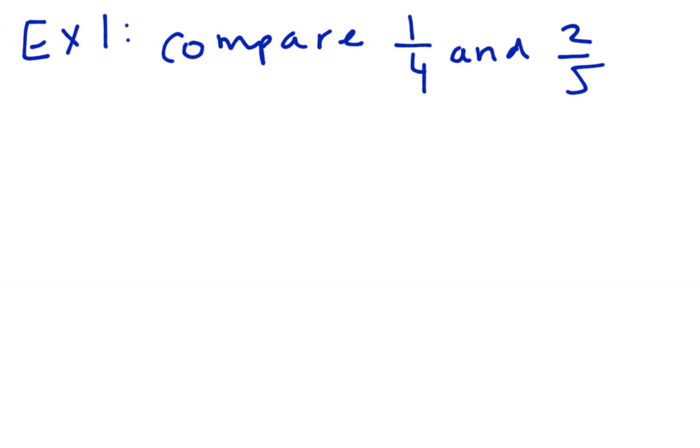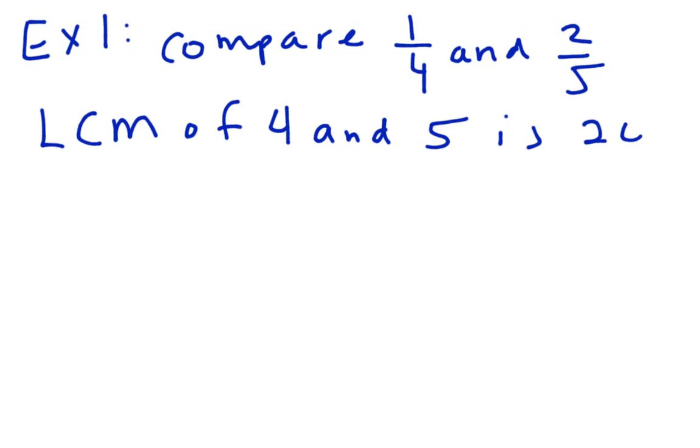So example 1 says to compare 1/4 and 2/5. Usually when they say compare, they want you to tell them which one is bigger, 1/4 or 2/5. And you might think automatically that 2/5 is bigger because you have more of them, but a fifth is less than a fourth. So you have to be careful. So the best way to do it is to calculate the LCM. The least common multiple of 4 and 5 is 20. And again, if you can't remember how to do that, you can review those pages.